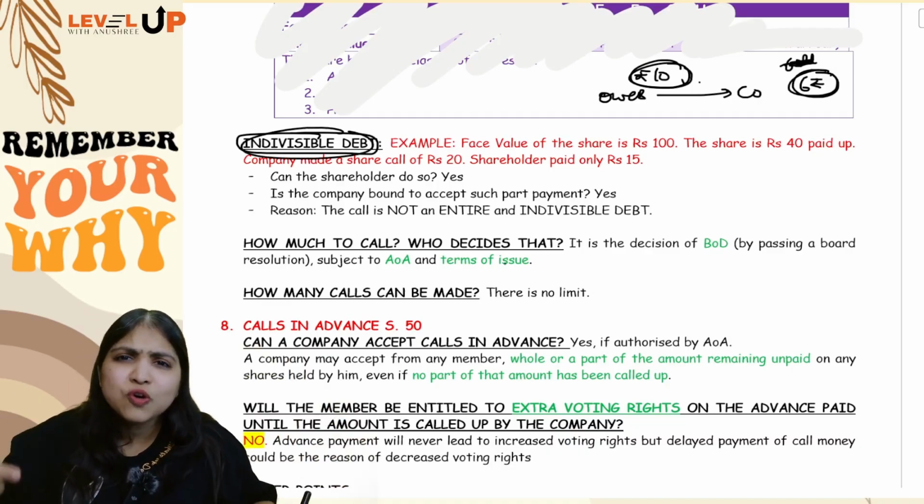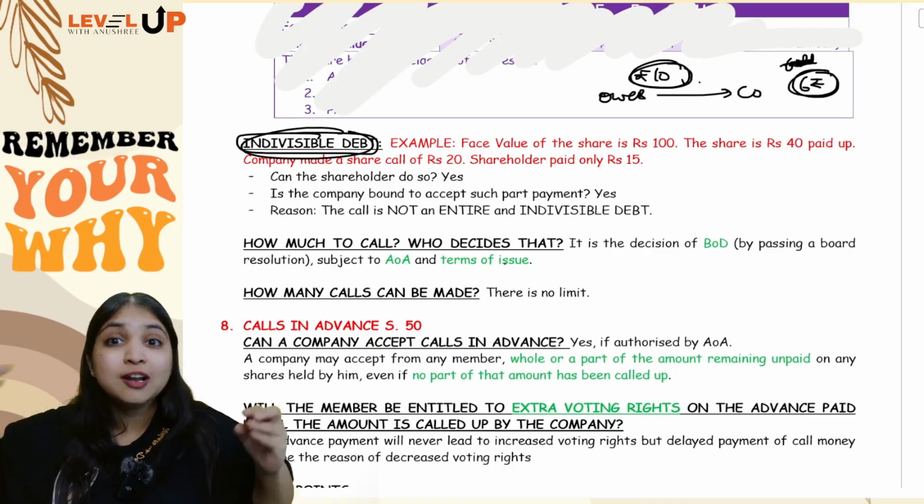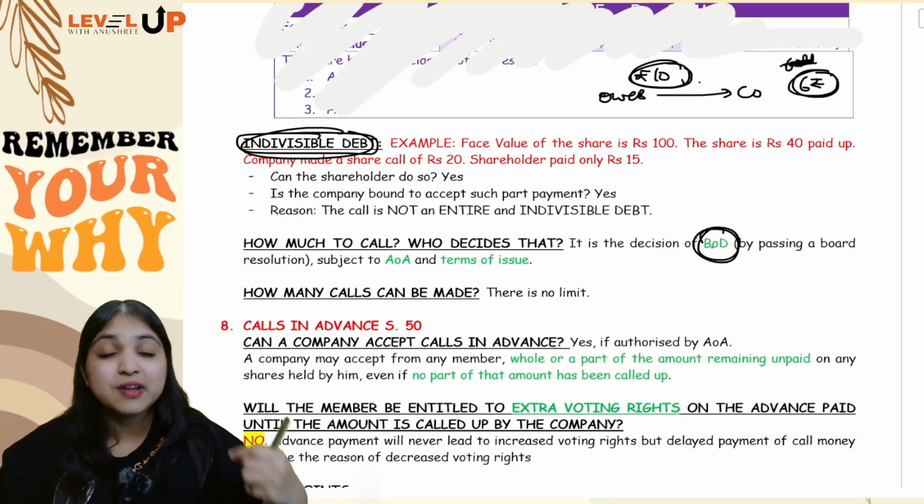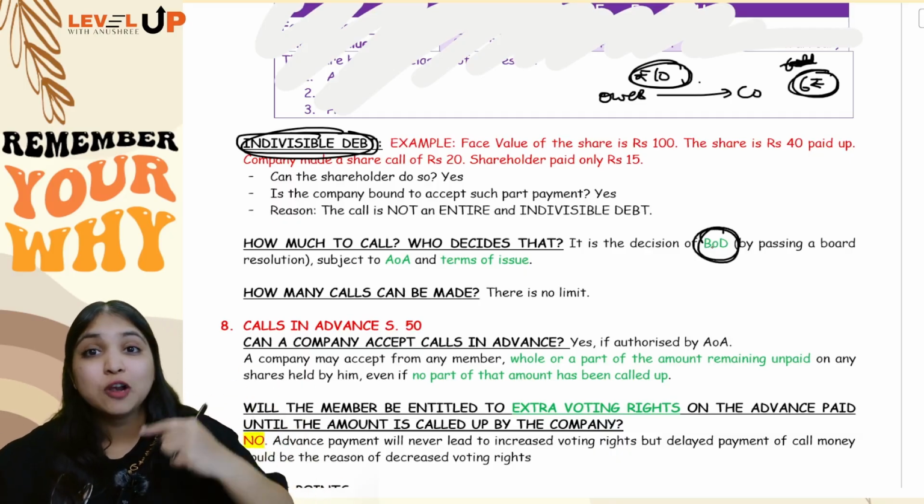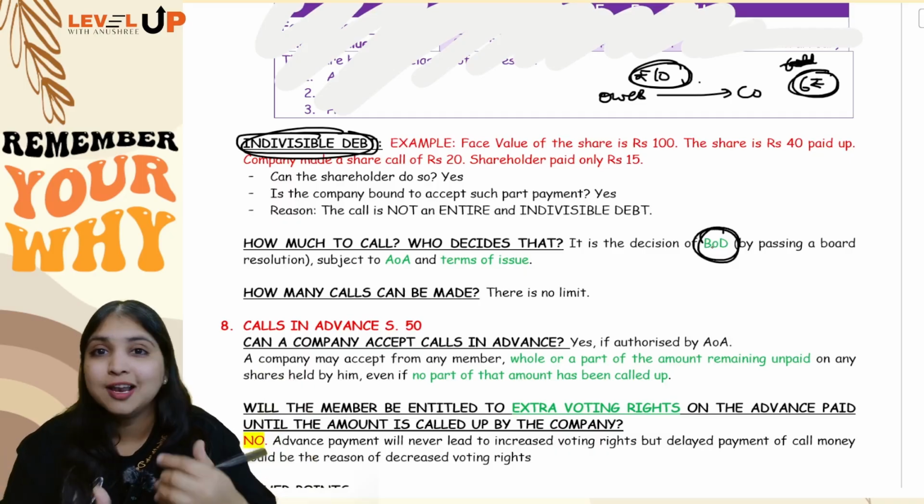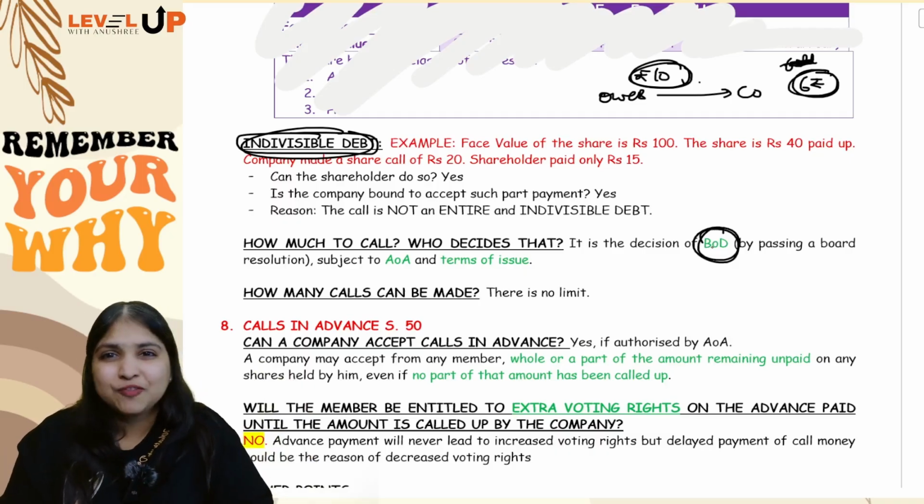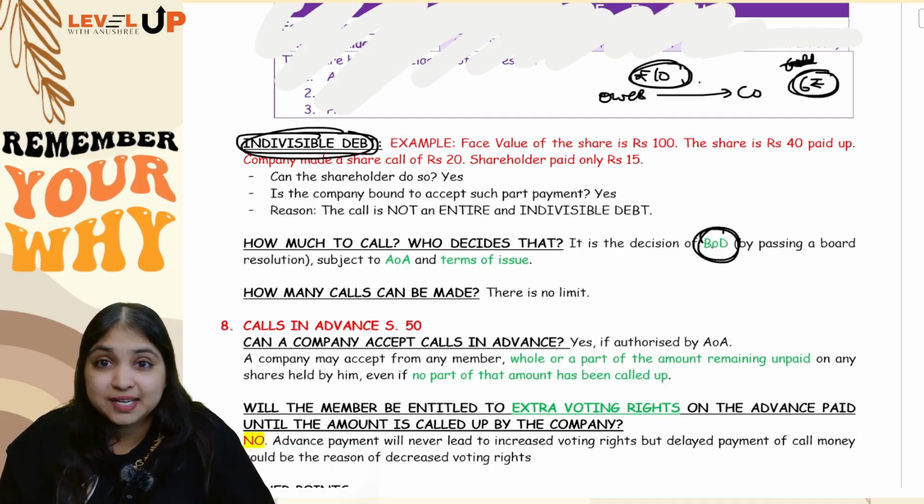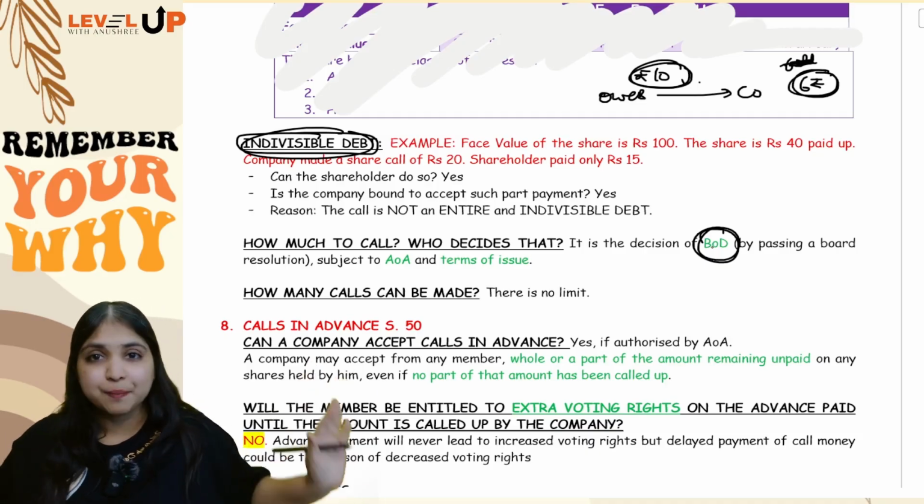Then we learned who makes the share call, who decides when to call, who decides how much to call. All this decision is made by the board of directors. It's a huge power that they have. They can decide when to make the share call, for how much money to call, all that they can decide. But board of directors, please exercise this power only in the best interest of the company, we discussed. And the company can make any number of share calls.